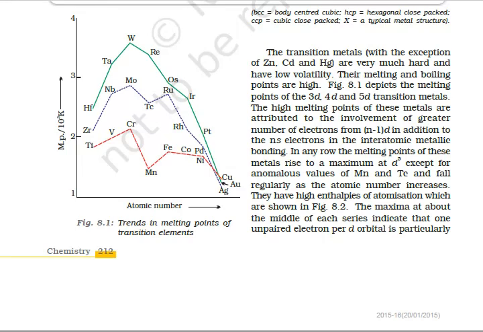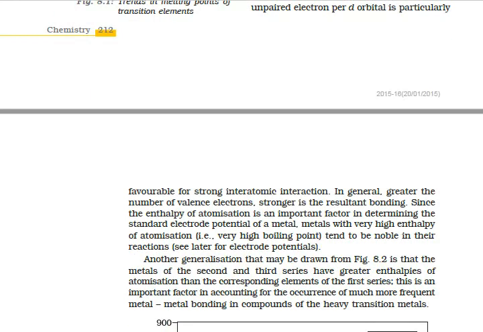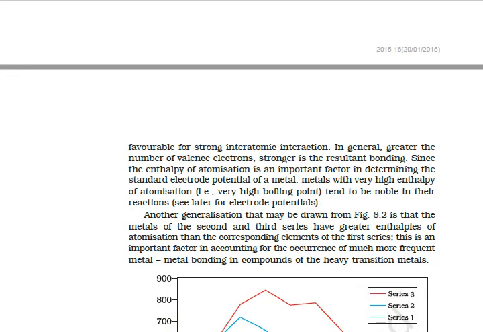The maxima at about the middle of each series indicate that one unpaired electron per d orbital is particularly favorable for strong interatomic interaction. In general, the greater the number of valence electrons, the stronger the resultant bonding. The standard enthalpy of atomization is an important factor in determining the standard electrode potential of metals. Metals with high enthalpy of atomization and very high boiling point tend to be noble in their reactions.